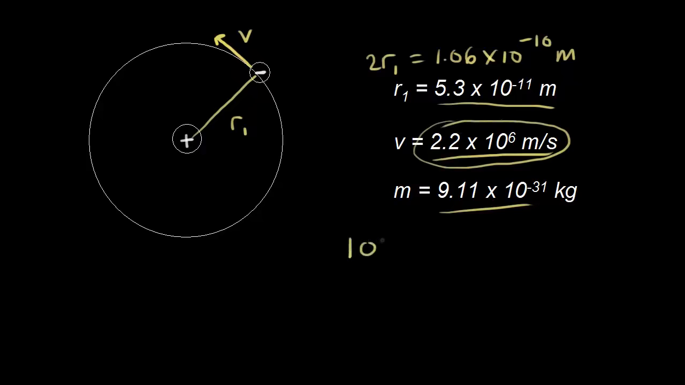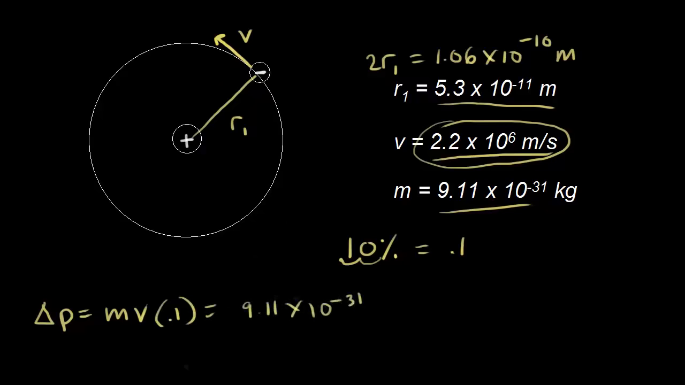So a 10% uncertainty. If we convert that to a decimal, we just divide 10 by 100. So we get 10% is equal to 0.1. So we have 0.1 here. If I want to know the uncertainty in the momentum of that electron, momentum is equal to mass times velocity. If there's a 10% uncertainty associated with the velocity, we need to multiply this by 0.1. So let's go ahead and do that. So we would have the mass of the electron, which is 9.11 times 10 to the negative 31st.